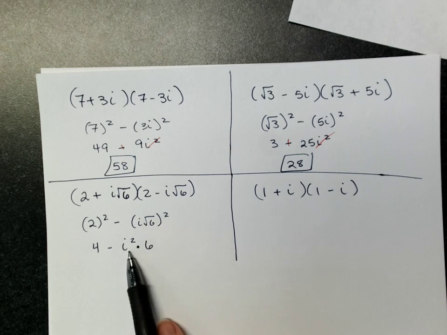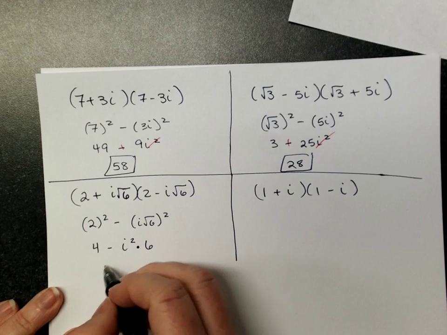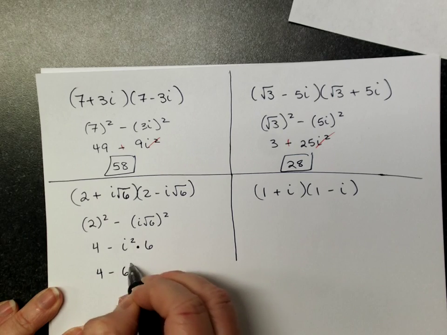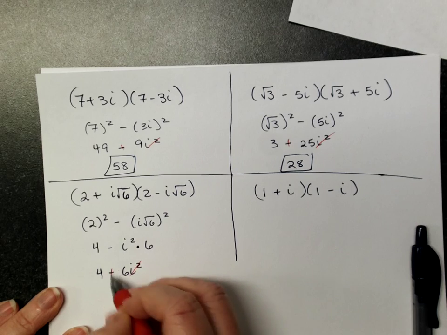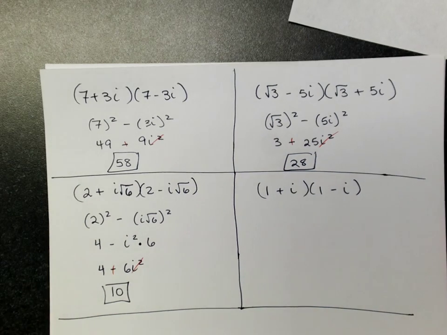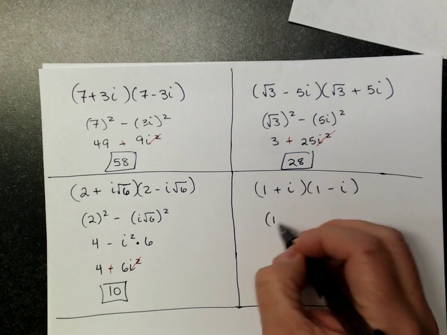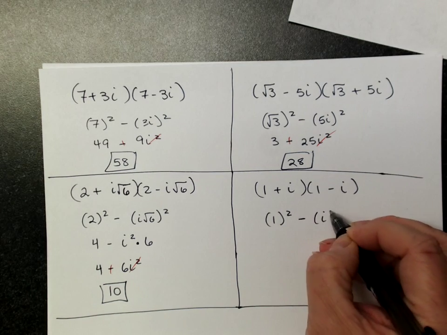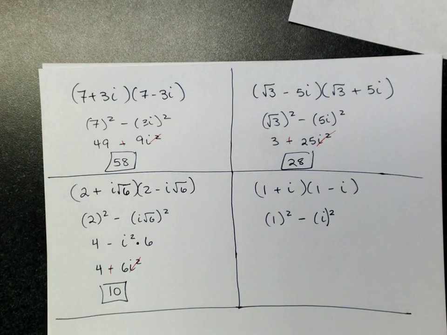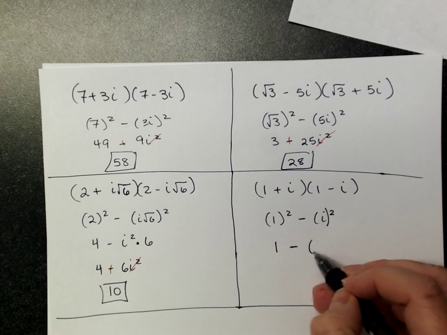This square belonged to the i to make it i squared. It also belonged to the square root of 6, which just released the 6. So if I clean this up a bit, it's 4 minus 6i squared. And of course, then that i squared makes that plus. First term is 1, second term is i. 1 squared minus i squared. So that's minus, and that i squared is negative 1.